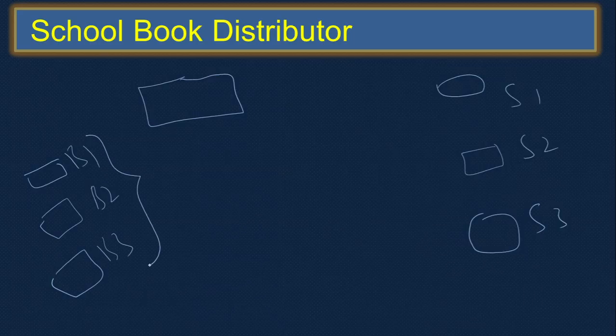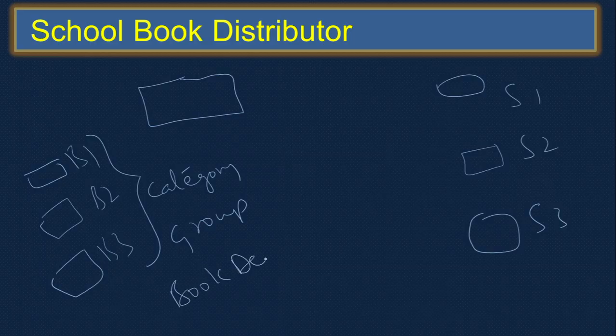Since there are a number of books, we can categorize them into categories. We can also group them. Then there is the book details, and then there is the school details.